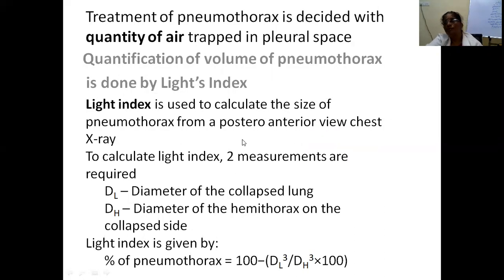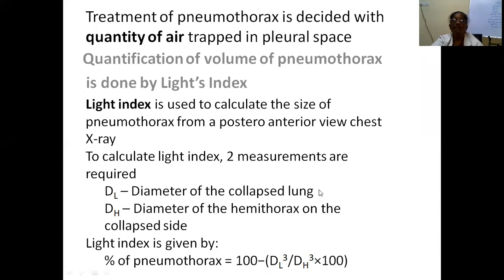So treatment of pneumothorax is decided by the quantity of air that is trapped in the pleural space. Quantification of the volume of pneumothorax is done by the Light index. The Light index is calculated from the posterior-anterior view, that is the PA view of the chest X-ray.